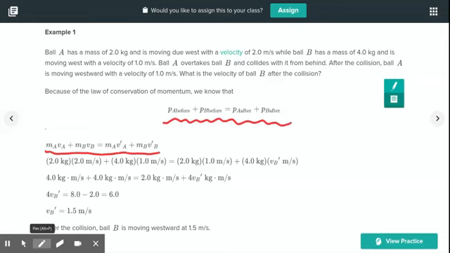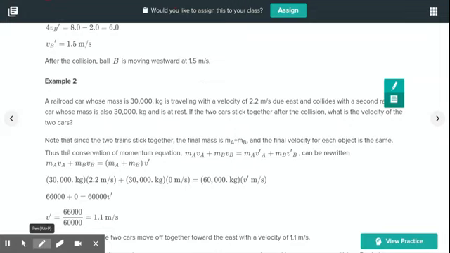Set up your equation, and then write out each momentum like that. And then you put in the numbers. You find the velocity of ball B after collision. And the second question is the same idea. Okay?